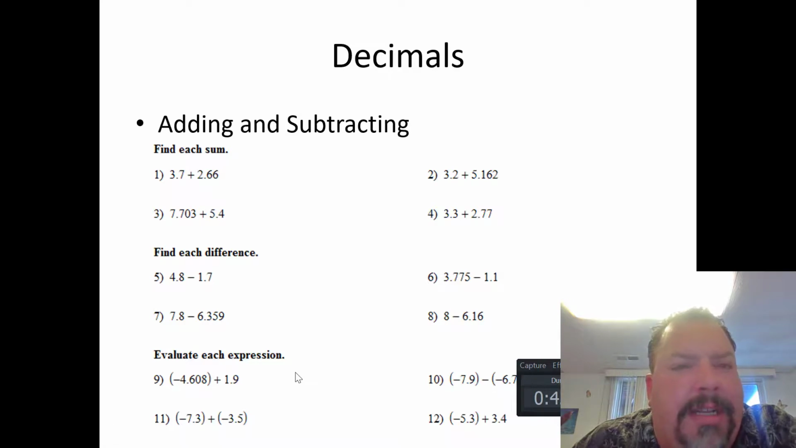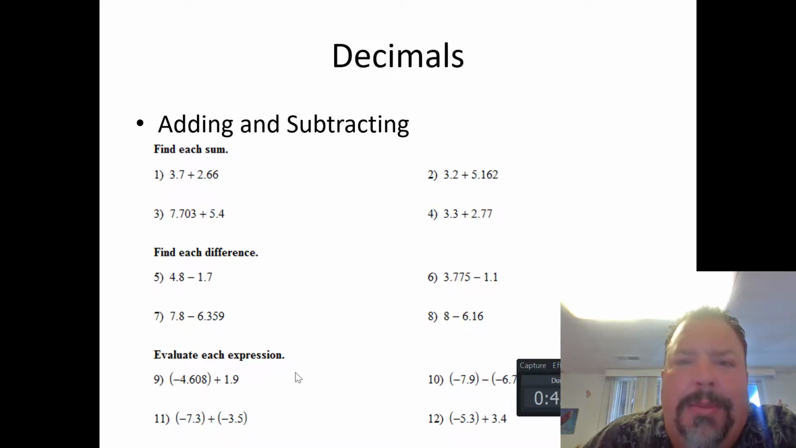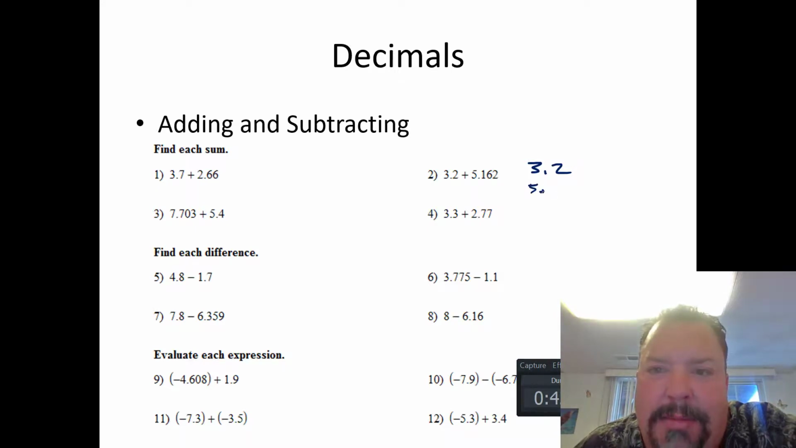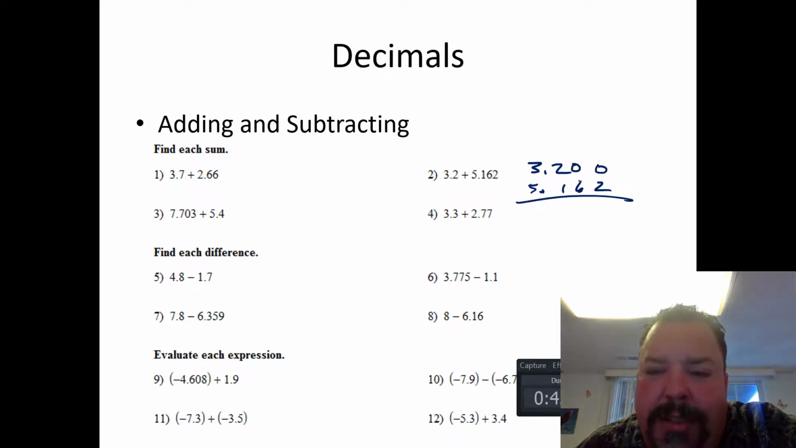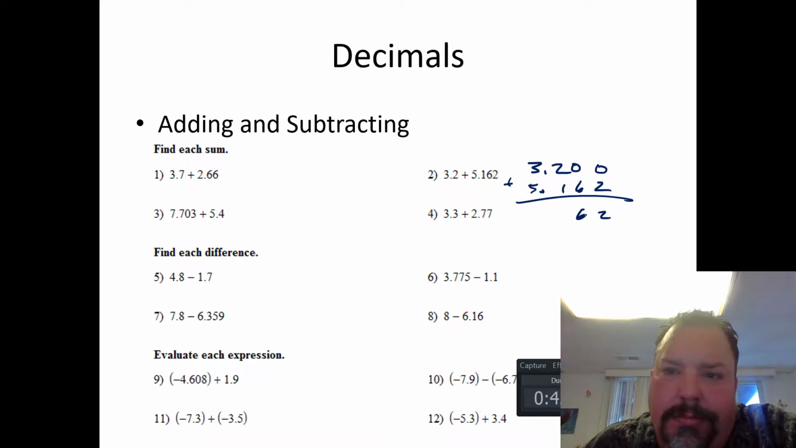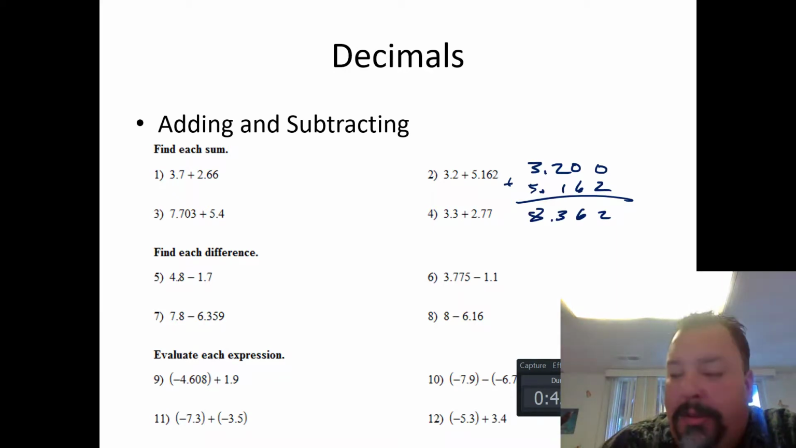Okay, decimals I don't spend too much time on, but just to remind you, when you are adding or subtracting decimals, make sure that you line them up. So for example, if I have 3.2 and I want to add 5.162, I have to line up the decimal places so they're in the same column. And then you can add on some zeros if you need to, so that everything lines up. And if we're adding, we just add normal. Okay, and the same is going to go for subtraction.